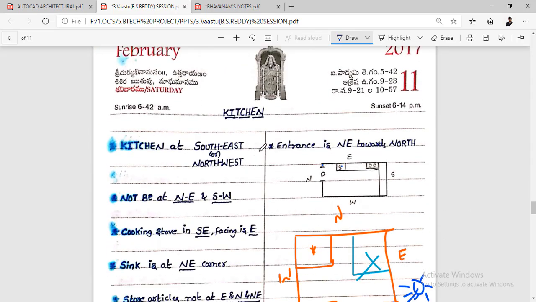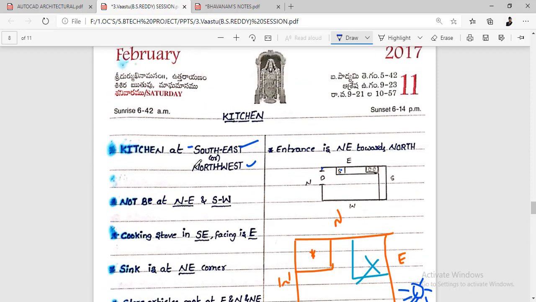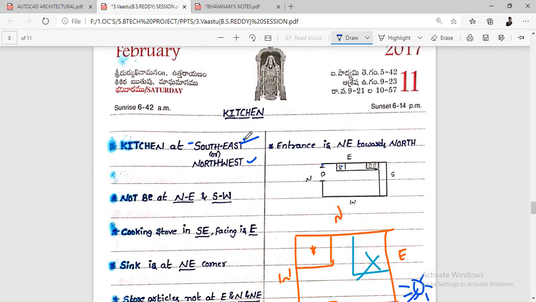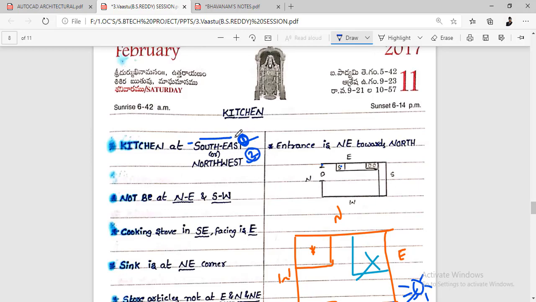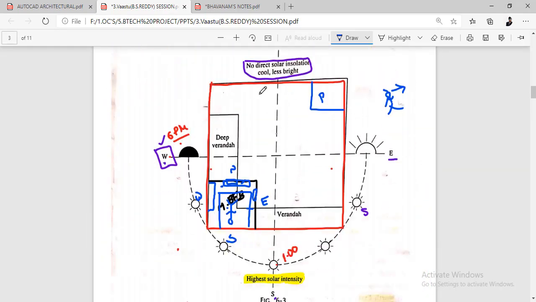Okay, and come to here, kitchen. Kitchen at southeast and northwest. Southeast is the first choice. Okay, don't neglect this choice. Southeast is the first choice, northwest is the second one. So southeast, in the sense, if you go to our layout, see this here, where is the southeast? Southeast is somewhere here, we already talked about it.